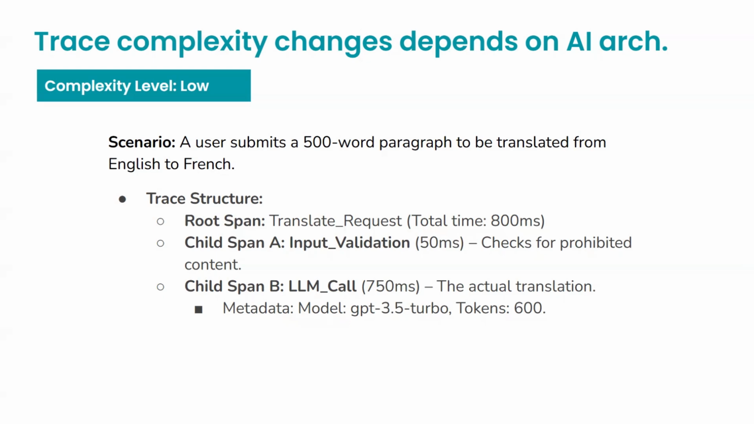Child span B is about the LLM call. This takes the majority of the time, which is around 750 milliseconds. This is where the actual translation happens. You will also notice metadata attached here. The model being used is GPT 3.5 Turbo, and the number of tokens processed is around 600 tokens.